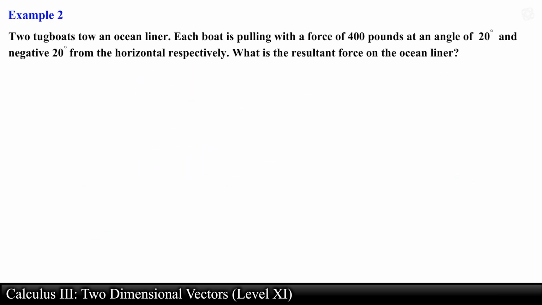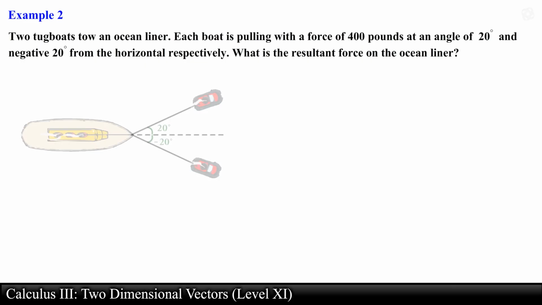Two tugboats tow an ocean liner. Each boat is pulling with a force of 400 pounds at an angle of 20 degrees and negative 20 degrees from the horizontal, respectively. What is the resultant force on the ocean liner?